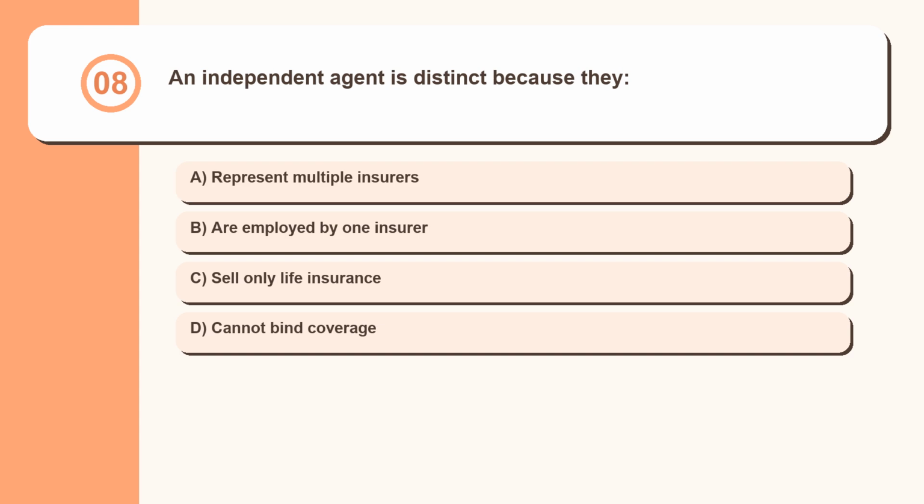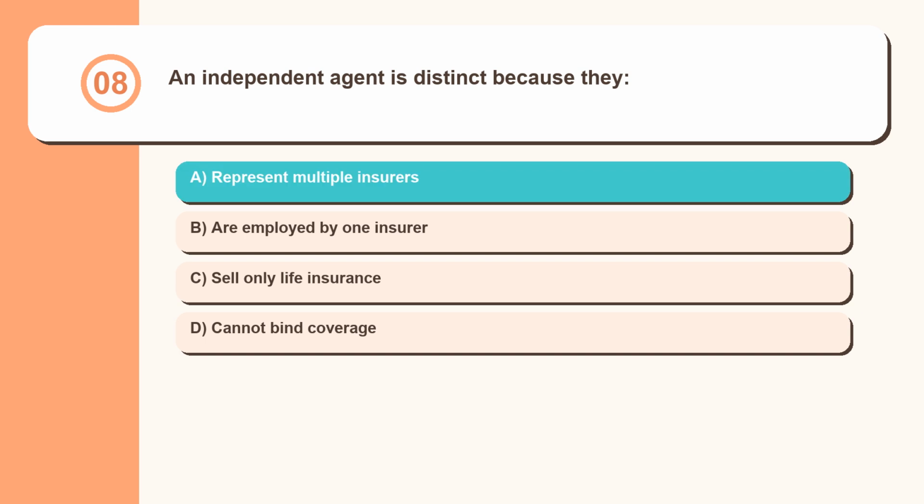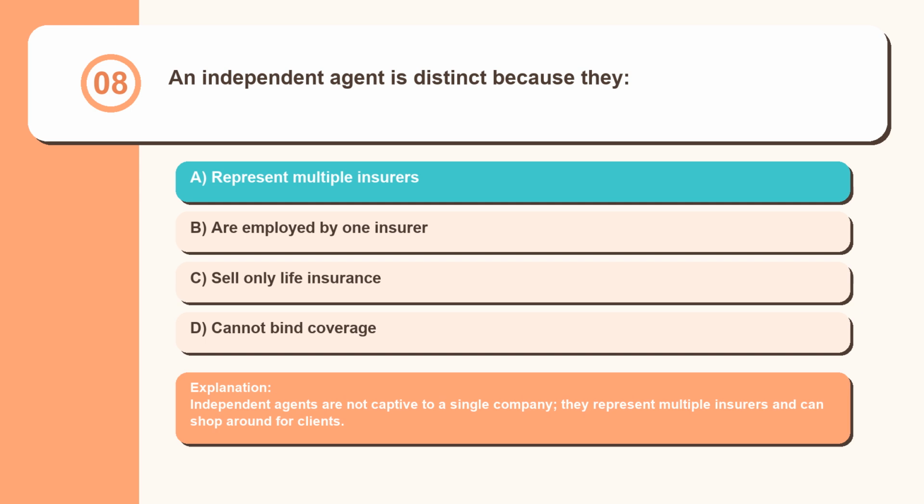Question 8. An independent agent is distinct because they represent multiple insurers, are employed by one insurer, sell only life insurance, cannot bind coverage. Independent agents are not captive to a single company, they represent multiple insurers and can shop around for clients.